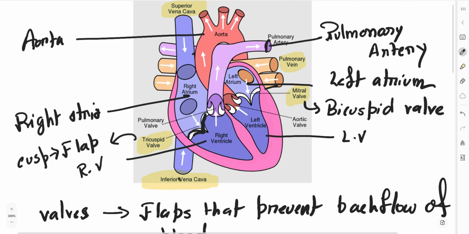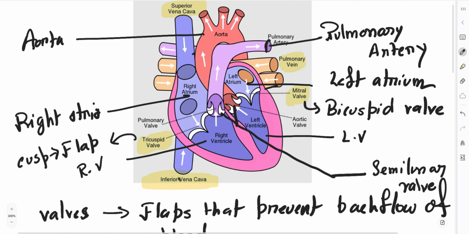The ones that are present between the right ventricle and the pulmonary artery, and between the left ventricle and the aorta, are called the semilunar valves. This is just for understanding. Just remember the name, that's it. Why semilunar? Because it's shaped like a half moon, right? So it's called the semilunar valve.